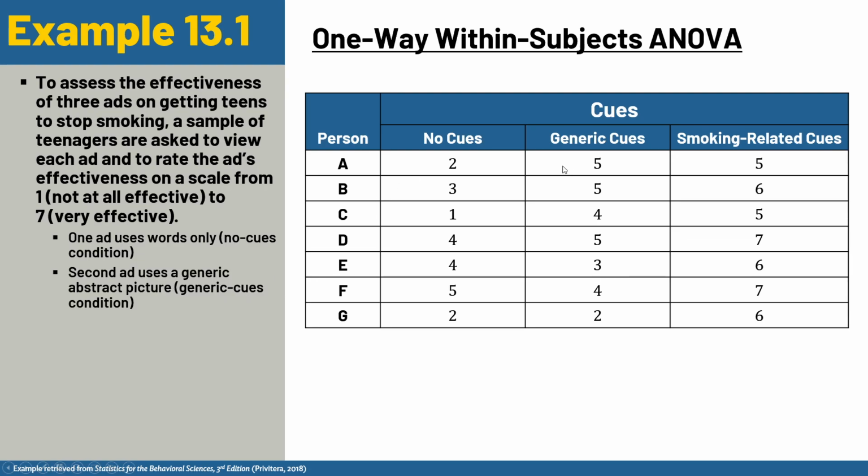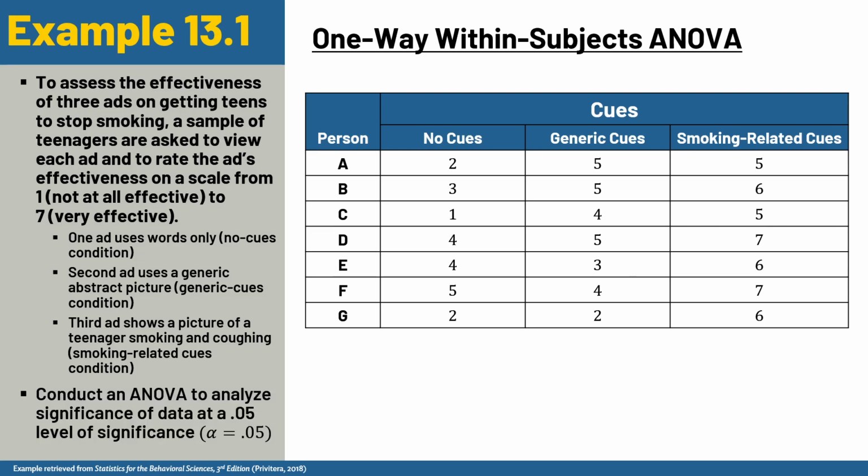And so the generic cues condition. The second ad uses a generic abstract picture. Maybe I don't know what it's of, but it's generic. It's telling you to stop smoking. Maybe it's just like a cigarette with like a red X over it or something. And then the third ad shows a picture of a teenager smoking and coughing. We call it the smoking-related cues condition. So in this case, it's very specific to smoking. It's trying to say, hey, if you smoke, you cough, it's bad for your health, and so on and so forth.